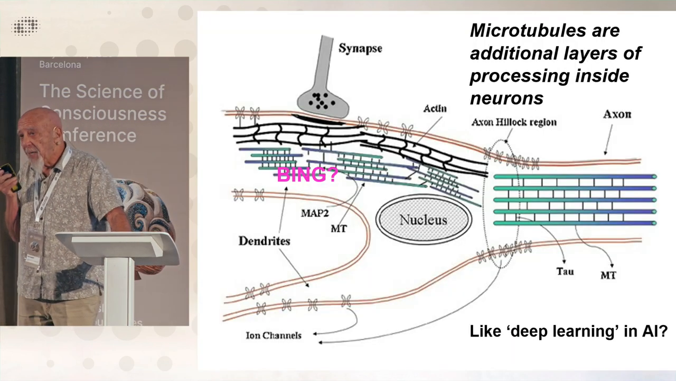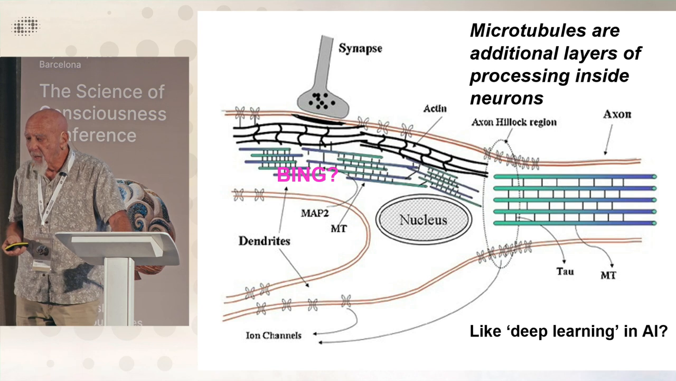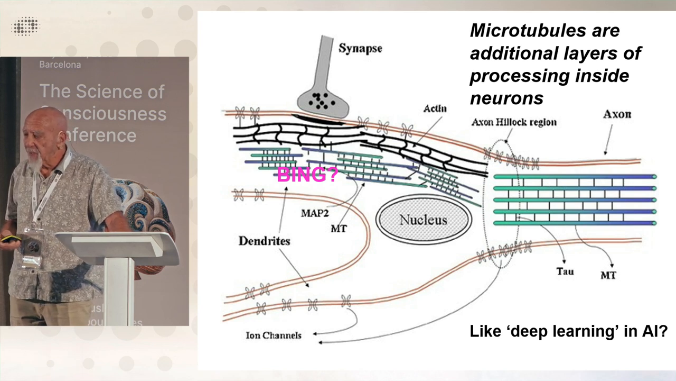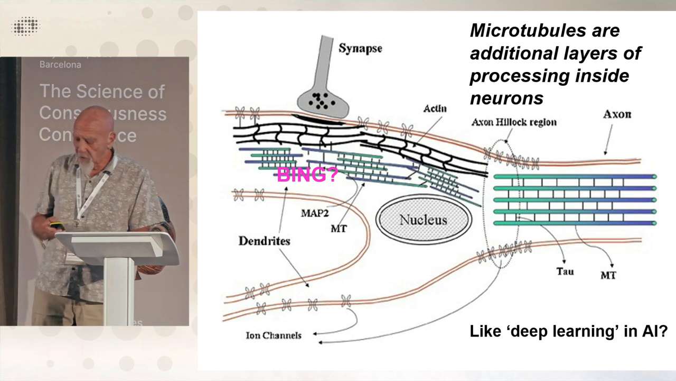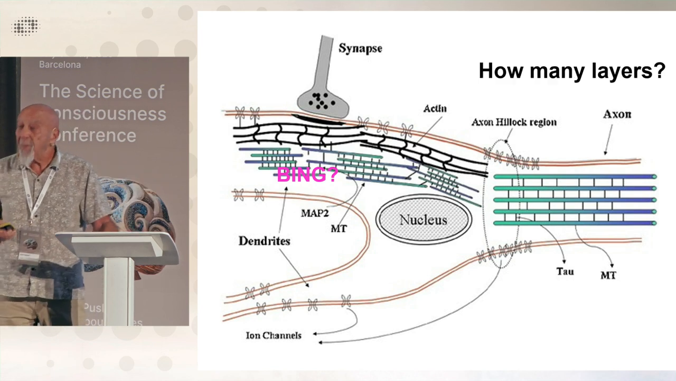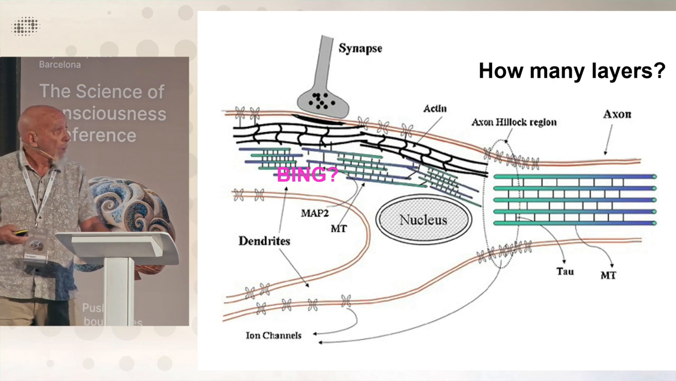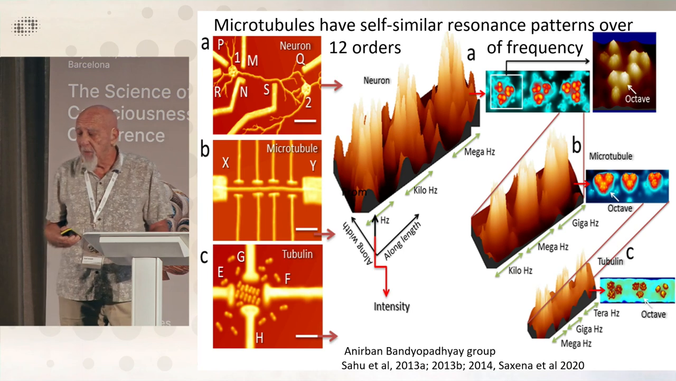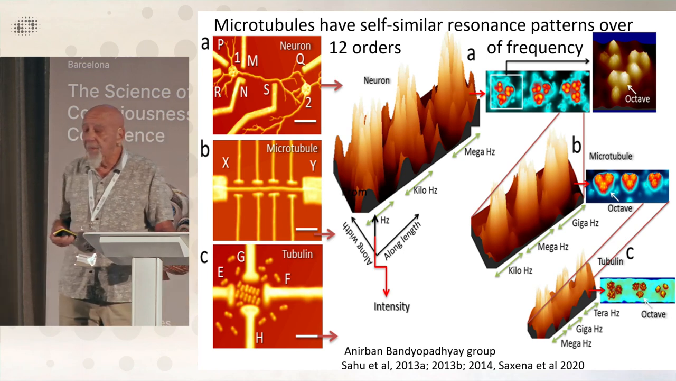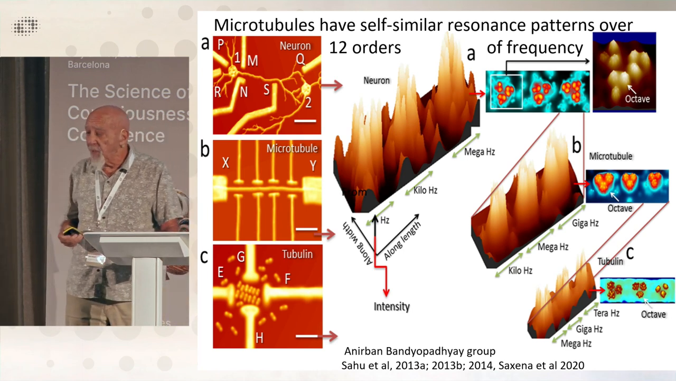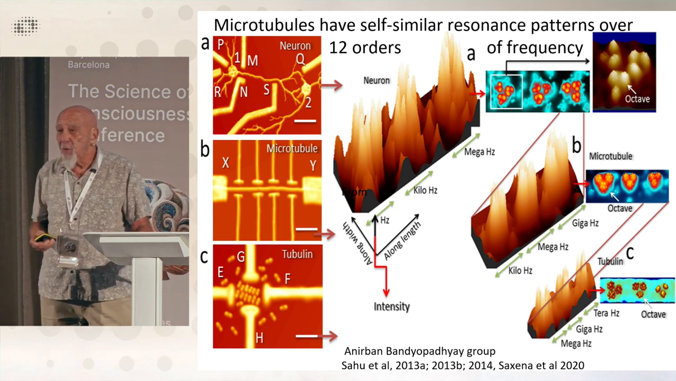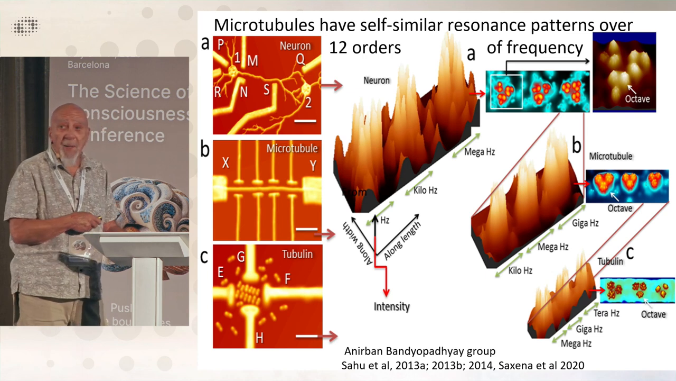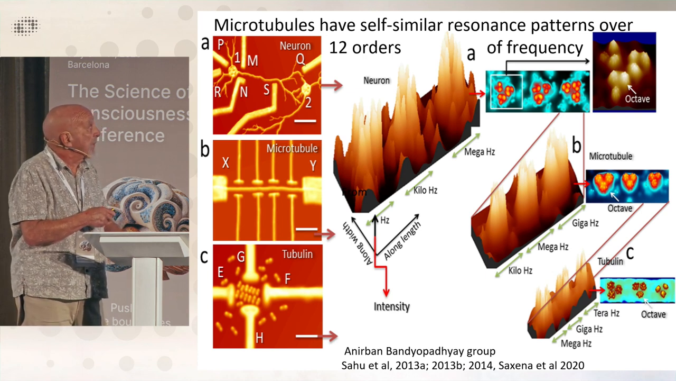But getting back to hidden layers and deeper levels inside neurons, microtubules are the additional layers of processing inside neurons, like deep learning in AI. How many layers? That's the question. Well, we actually have an answer for that. Anirban Bandyopadhyay, who's here, has shown that there are 12 orders of frequency processing inside microtubules in a self-similar processing way. So this is a summary of about 10 or 15 years of experiments at 3 scales.